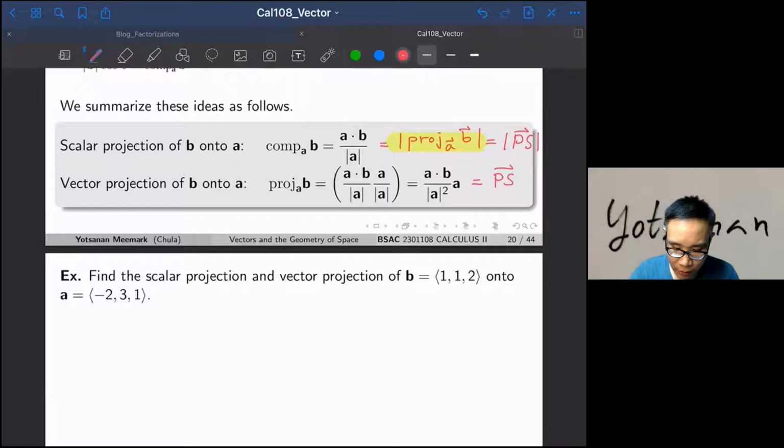I'm going to draw a nice picture for you here. So you have A given by negative 2, 3, 1. Okay, so you have A, negative 2, 3, 1. And you have B given by 1, 1, 2. Okay, so that's B.